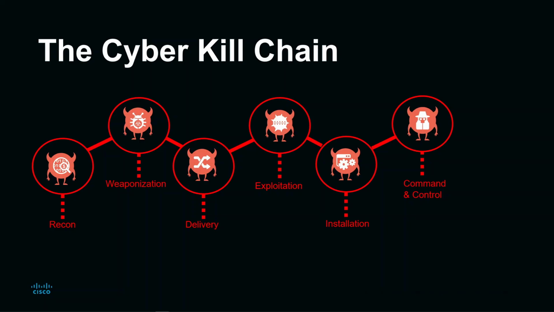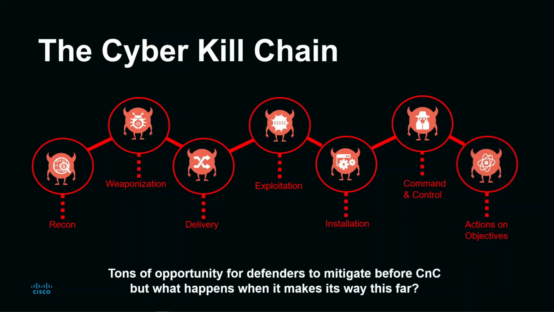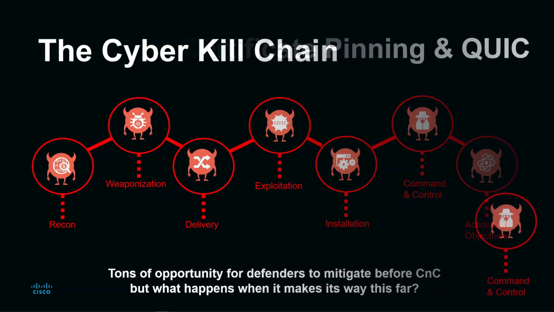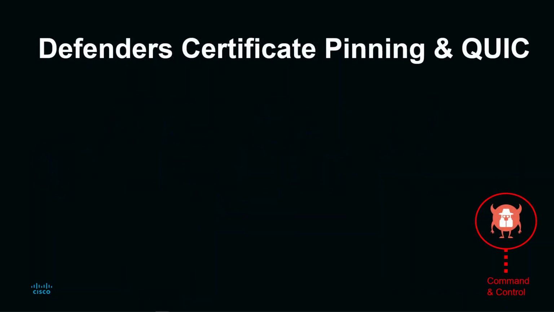But if they do fail, which they will, what about this command and control channel? If it's using QUIC, TLS 1.3, certificate pinning, what are we going to do here? Well, we've got a couple of options. And then finally, we've got actions on objectives. So there's tons of opportunity for the defenders to mitigate before that command and control. And we talked about those. But what happens when those defenses fail? All right, let's talk about certificate pinning and QUIC. What is the opportunity here for defenders?